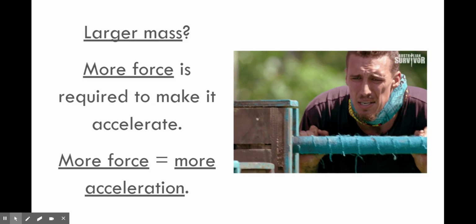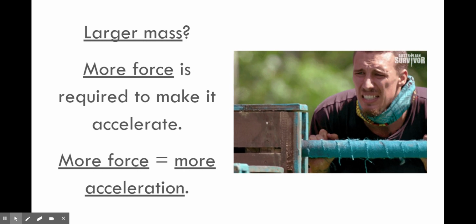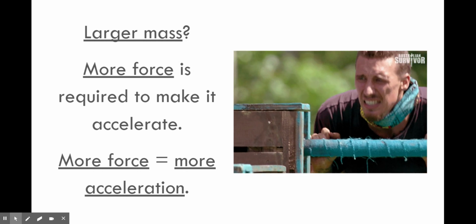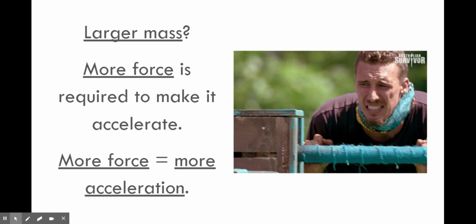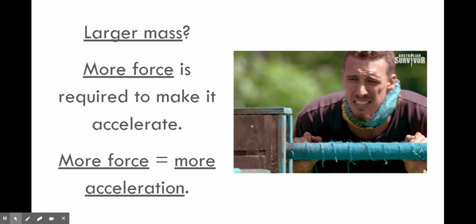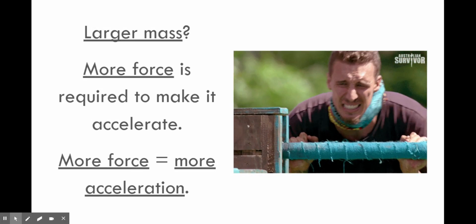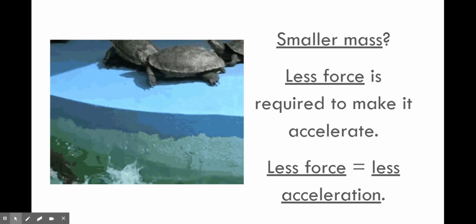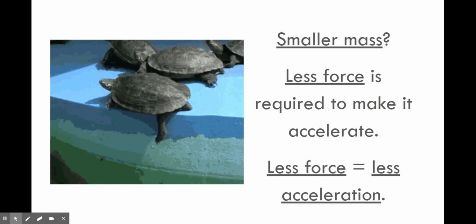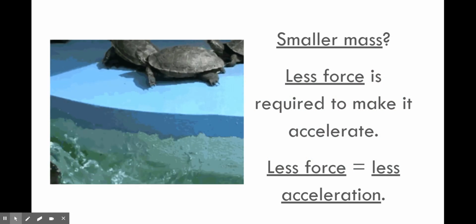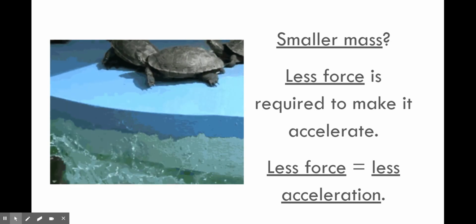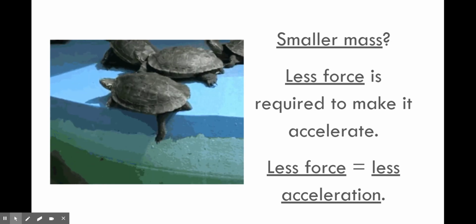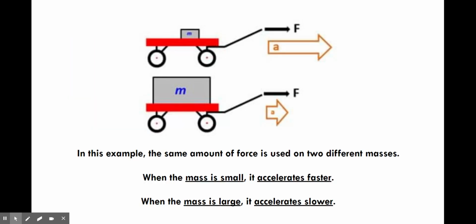Here's some examples. It's a really large mass. Think about pushing something really, really heavy. You have to apply more force to make it accelerate or move. So the more force you apply, the faster it accelerates. The smaller something is, the smaller mass it has, the less force it requires to make it accelerate or move. So the less force something has, the less it accelerates, the slower it goes.